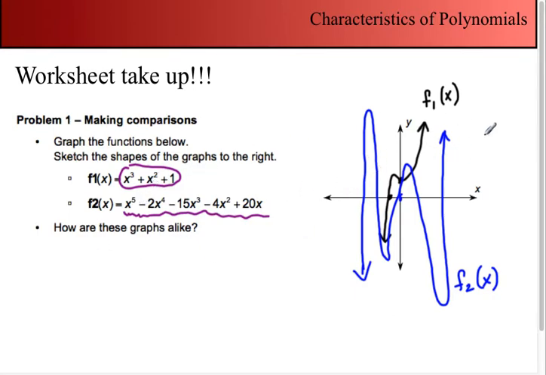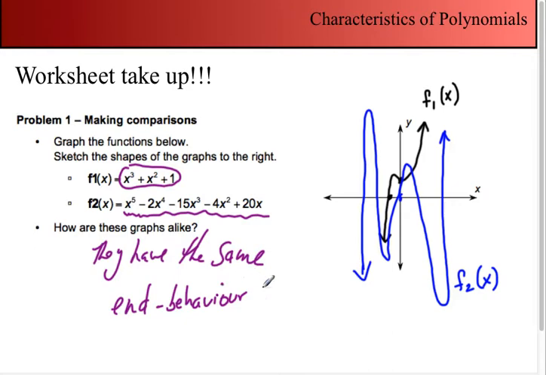Okay, now I have to answer how these graphs are alike. Now there's not much alike. What I can say, especially when I look at the end behaviors, is, look at the black one. As x goes out to infinity, y is going up to infinity. And as x goes to negative infinity, y is going down to negative infinity. And this is the same for the blue one. They both are going up as x goes to infinity, and they're both going down as x goes to negative infinity. Okay, so that's how they are alike. They have the same end behavior.